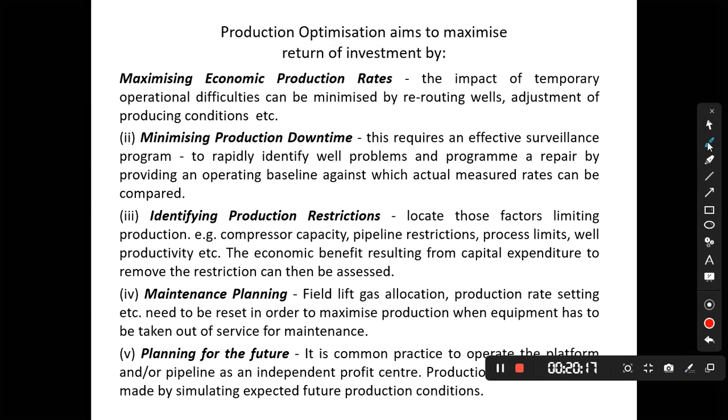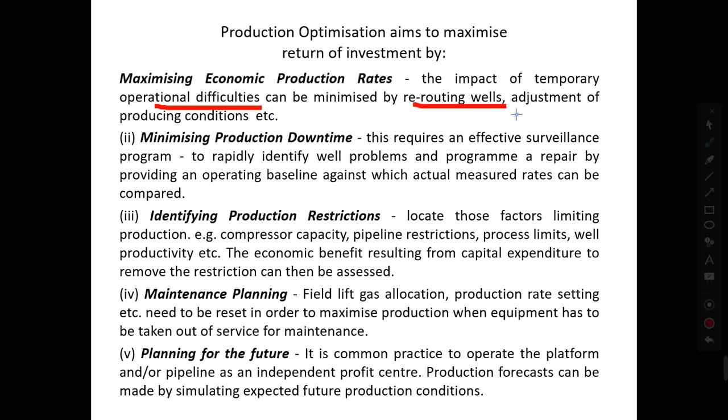When we talk about production optimization, first of all, you can mitigate the difficulties by rerouting wells. For example, you have one reservoir and three wells. Now, say one well is shut because you are doing some work or operation. What you can do is try to increase the production of the others, so you maintain your production. That is what we call rerouting the wells.